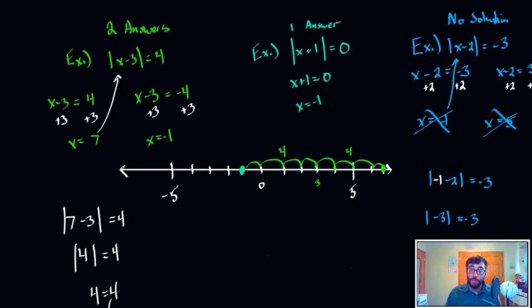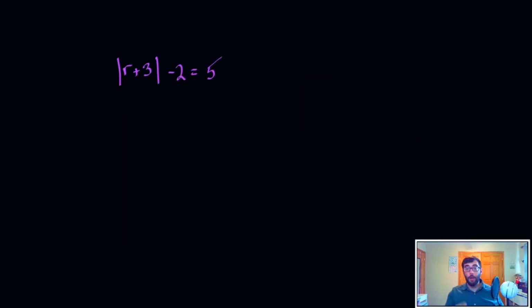Now, those are some pretty simple examples. I do want to take a look at some more difficult ones. So let's go ahead and take a look at some harder problems. All right, so we got a problem here. We have the absolute value of r plus 3 minus 2 is equal to 5. Okay?